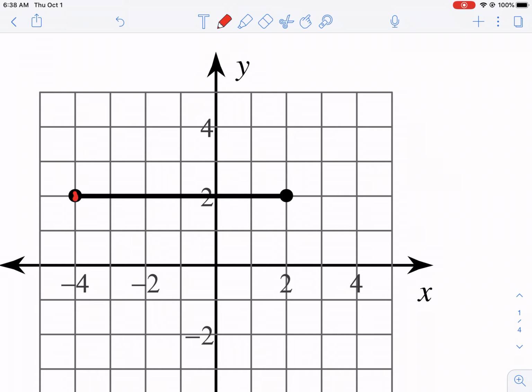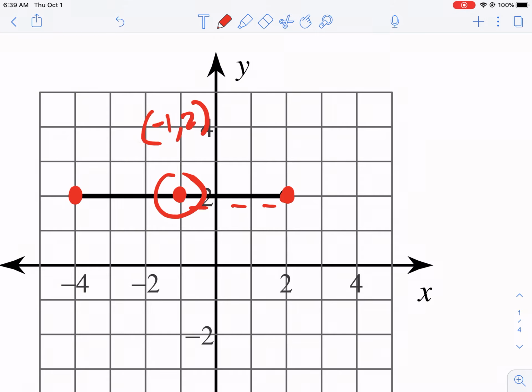Now, if we were just looking at this, we could count it like on a number line. 1, 2, 3, 4, 5, 6. So this is 6 units. So I know half of 6 is 3. 1, 2, 3. So I know this is going to be my midpoint here. Okay, right here. That's the point -1, comma 2.